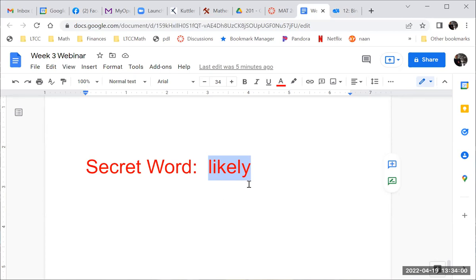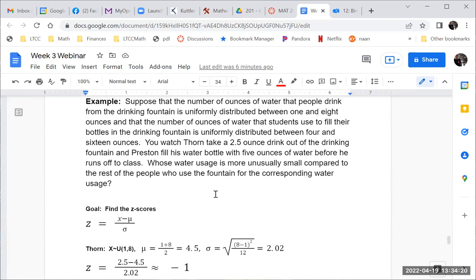And the secret word is likely. And the reason is that was one of 4 words that was important for what? Expected value. Yeah, expected value. So I chose one of those words as our secret word, and likely is one of those. Okay, so that's the secret word. So I can drop it now. So hopefully you write it down.